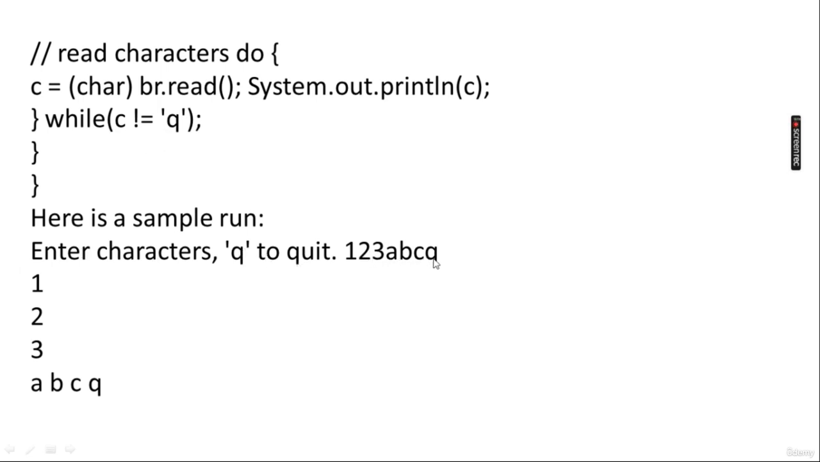1, 2, 3, A, B, C, Q. Okay. When all characters are entered and Q is entered, it will stop. And then it displays the output like 1, 2, 3, A, B, C and Q.